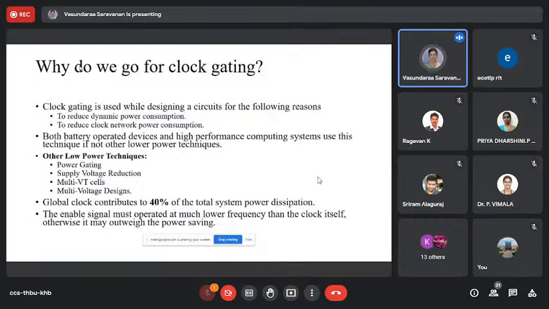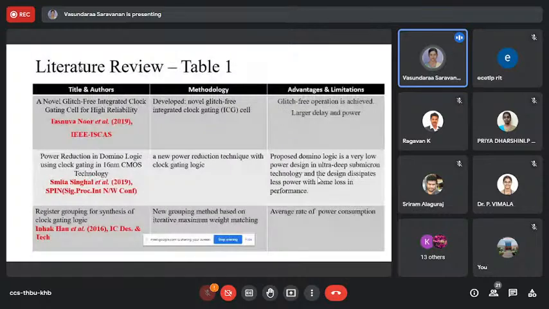These are the literature survey we went through. A novel glitch-free integrated clock gating cell for high reliability. The methodology is a developed novel glitch-free integrated clock gating cell. The advantage is glitch-free operation is achieved. The limitation over here is larger delay and power.